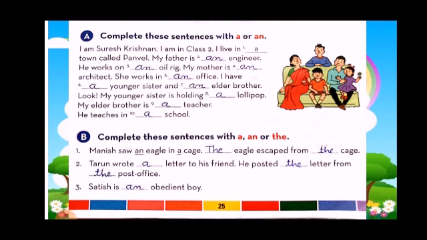He posted the letter from the post office. Here they are talking about the word letter a second time, so we used article the. And the post office is a specific place, so again we used article the. Satish is an obedient boy. Here the word obedient begins with the vowel sound O, so we used article AN.